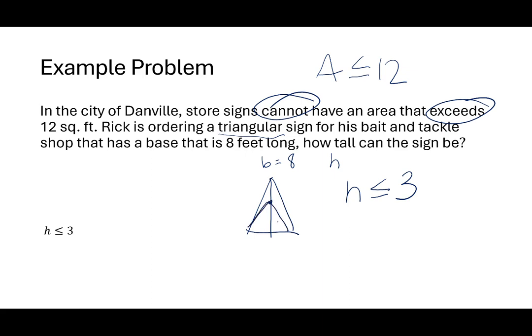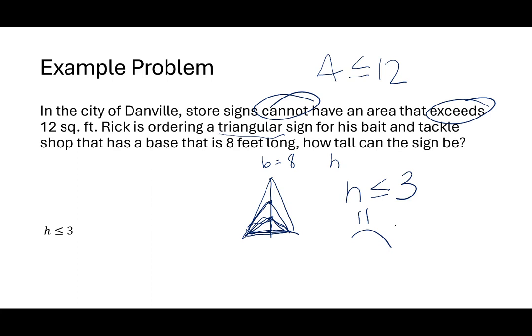If it's less than 3, that's still good, right? Maybe it's like 1.5. If it's at 1, that's good. It still has an area that is less than 12. But if we go to a height of 0, we have no more sign. Oh no. And if we go even past that, it doesn't exist. There's no bait and tackle shop sign anymore, because our height, any measurable distance, cannot be negative, right? The negative implies direction, and we don't know what direction the sign is going. So the height, or any length, any distance, cannot be negative.